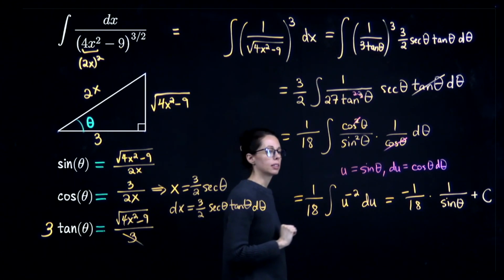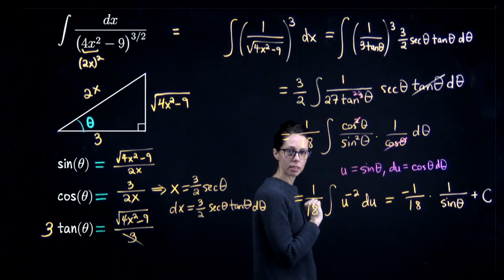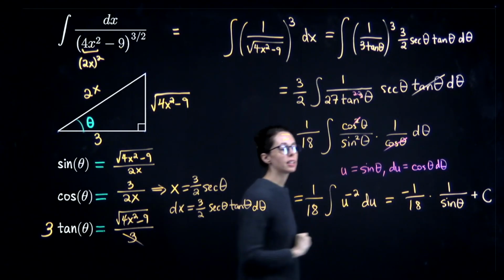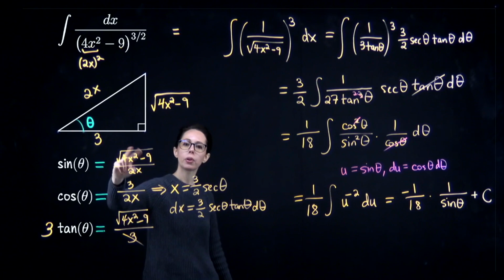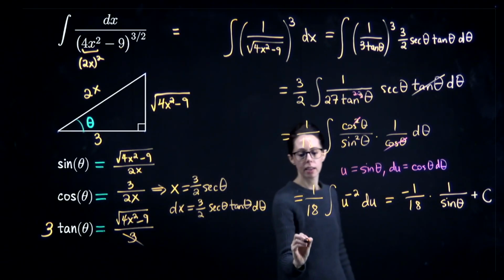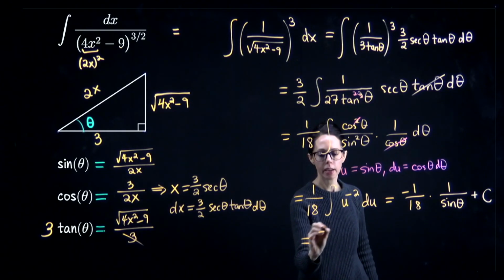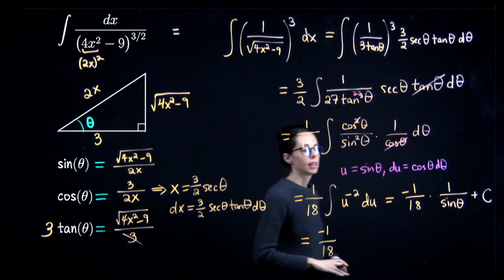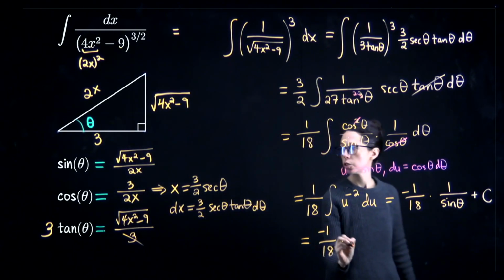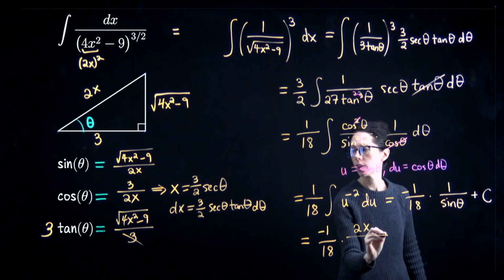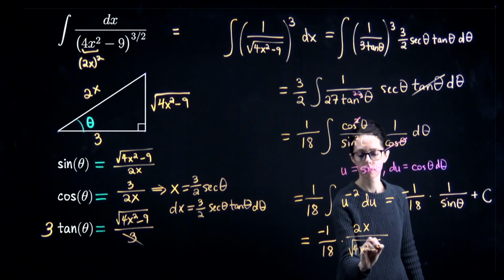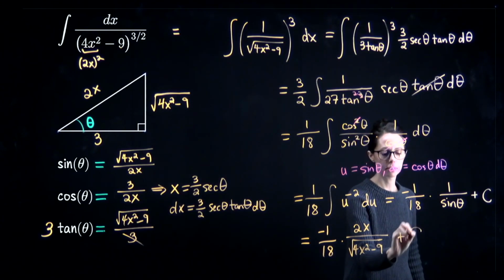And now I converted from u back to theta. In the process of doing that antiderivative, we still have to convert all the way back to x. So what is 1 over sine theta? It's the reciprocal of this expression, so it's hypotenuse over opposite. So that tells us that the final answer is going to be negative 1 over 18 times the reciprocal of this, so that's going to be 2x over the square root of 4x squared minus 9, plus c. That's our constant of integration.